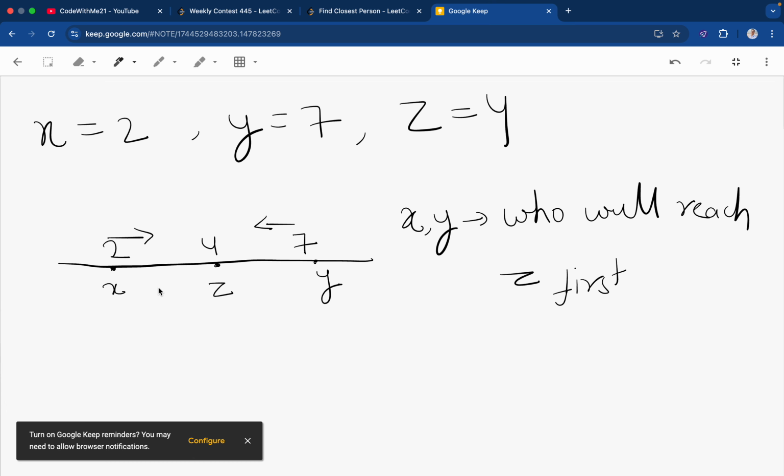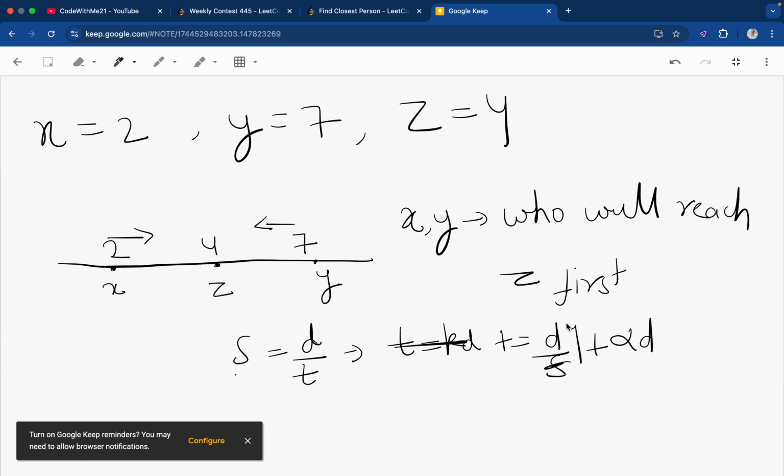If they are moving at the same speed, then speed is equal to distance upon time, right? Speed of both is the same. So time t is equal to d by s, and since speed is the same, time will be directly proportional to distance. Means the person whose distance is more will take more time, and the person whose distance is less will take less time.